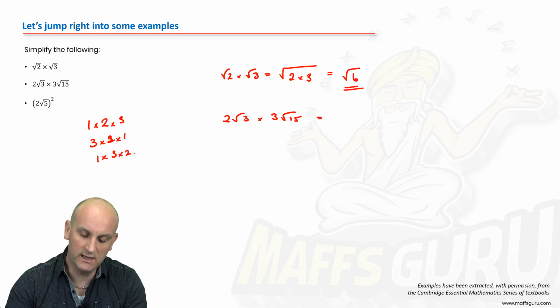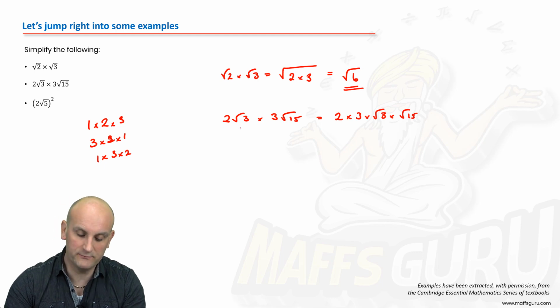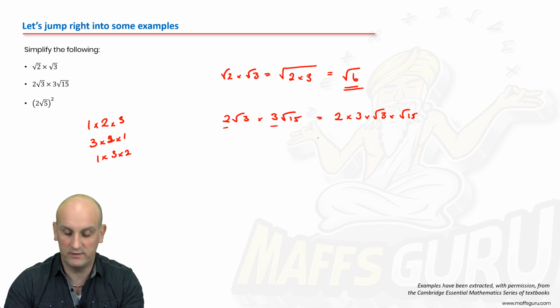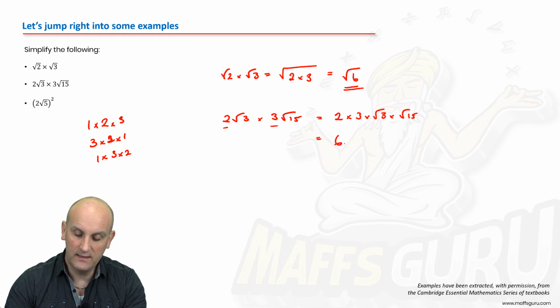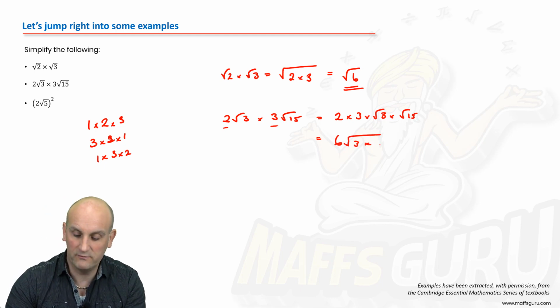So in this situation, I can actually think of this the same as 2 times 3 times root 3 times the root of 15. All I've done is move this 2 and the 3. I'm going to multiply those together. That gives me 6. And then I have root 3 times 15, which is the same as 3 times 15 under the same root sign, which gives me 6 root 45.